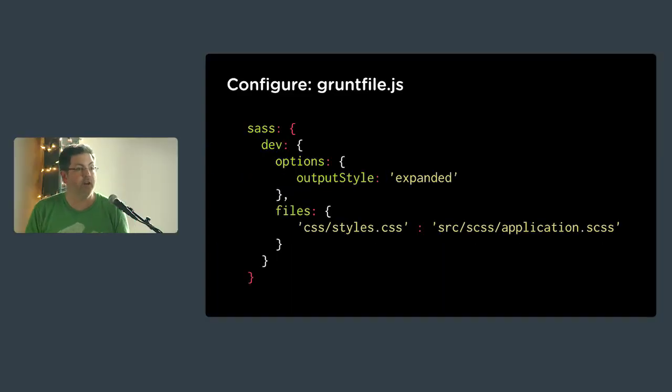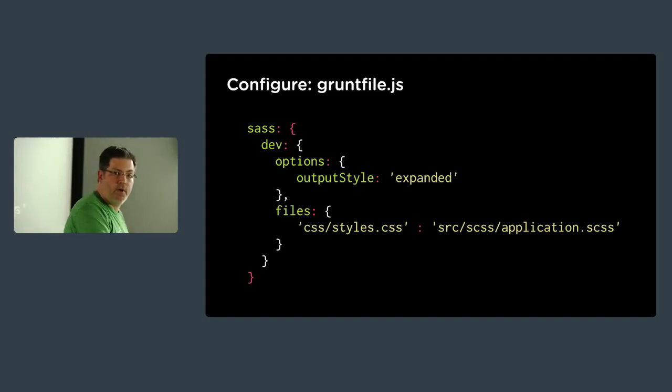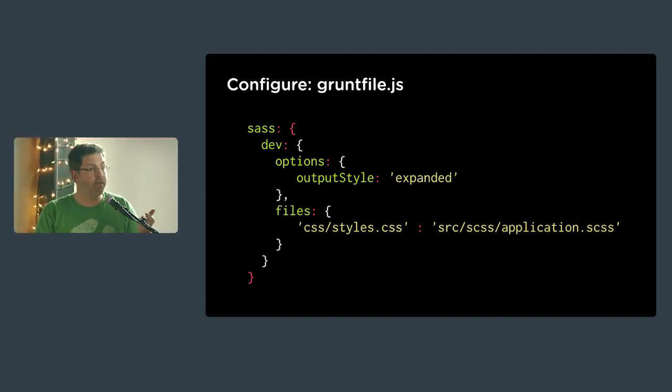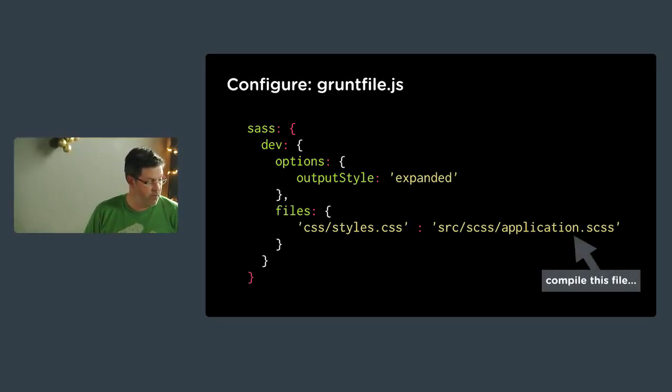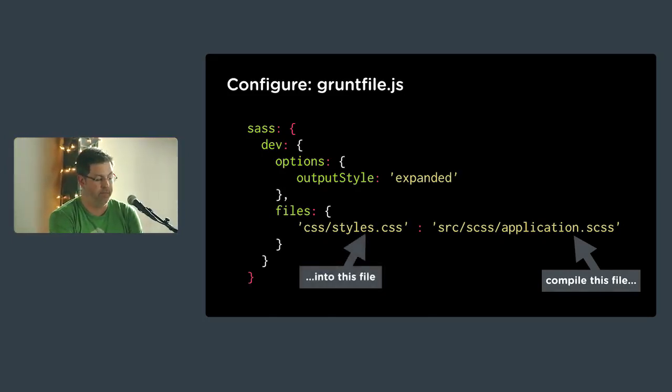So let's look at this. It's called Sass. Notice that I have a property called dev. That goes perfectly with my dev task for my uglify. So now I'm going to have this Sass dev. And what it does is it takes this file, compiles this file, and turns it into this file. So it's pretty nice. You don't have to give it much information for it to do its job.